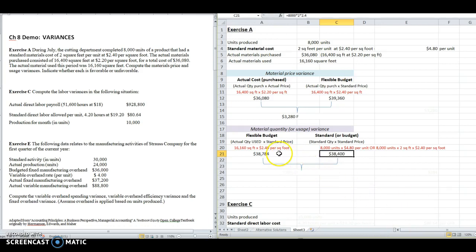When we look at this, we can see that the flexible budget is just slightly more than the standard. With that being the case, that means this is going to be an unfavorable variance, because the actual quantity I used was greater than what I had planned to use. So the difference is $384, and it is an unfavorable variance.